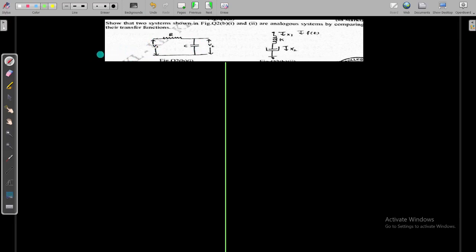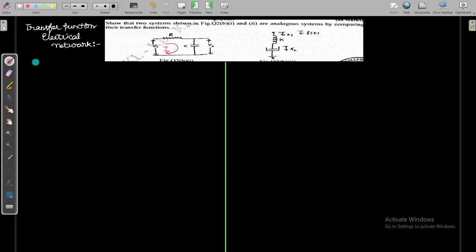So first we will find the transfer function of the electrical network. In the electrical network there is a resistance and there is a capacitor. Let us assume a current is flowing inside of this, which we take as I. Now write the loop equation.